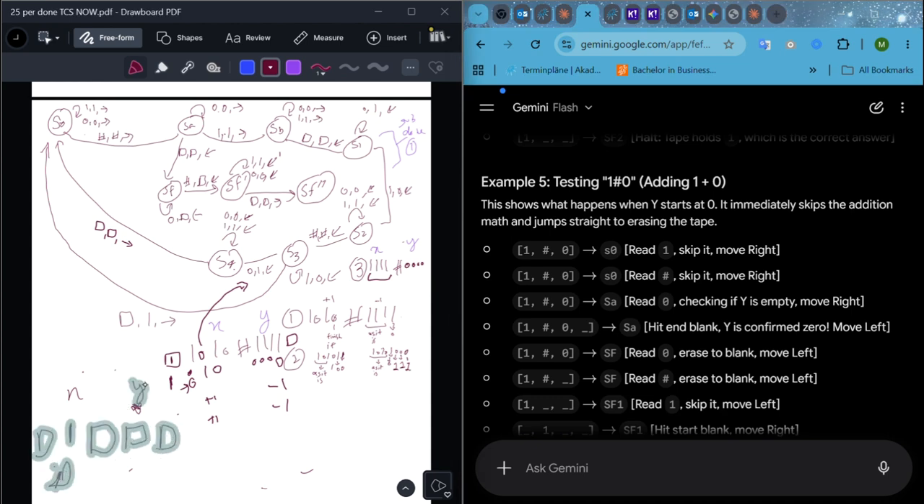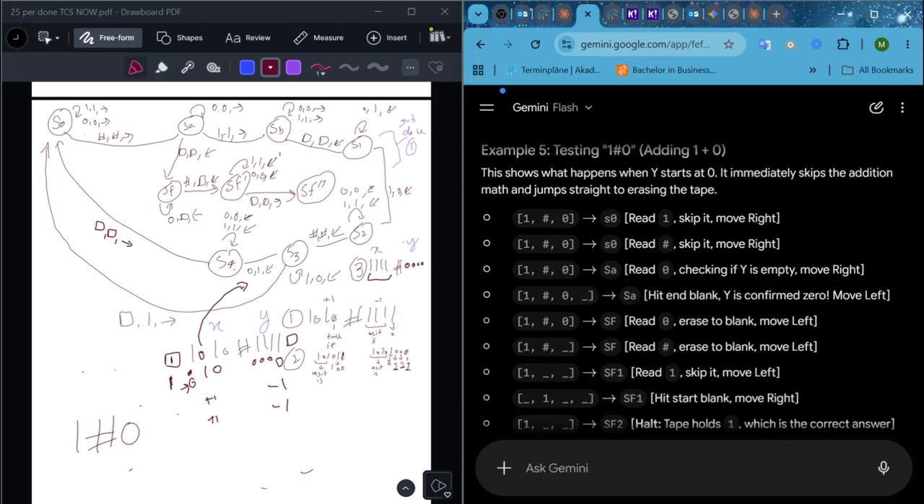Then our next question is adding 1 hash 0. In that way, we read in S0, we read a 1, we skip it, we move right, we read a hash, we skip it, we move right. And now we are in SA state.